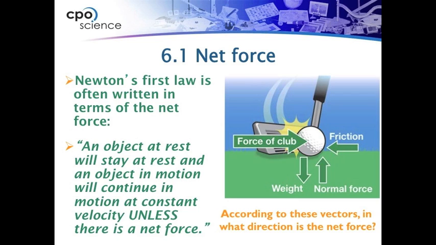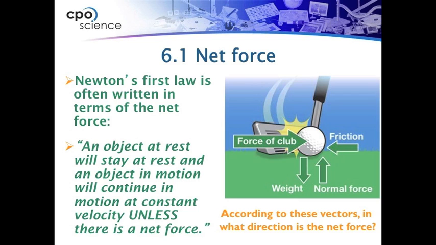So first look at that question in the bottom right. According to these vectors, in what direction is the net force? Think about it for a second. It is to the right. Notice that the force of the club is the bigger arrow. Always about the bigger arrow.